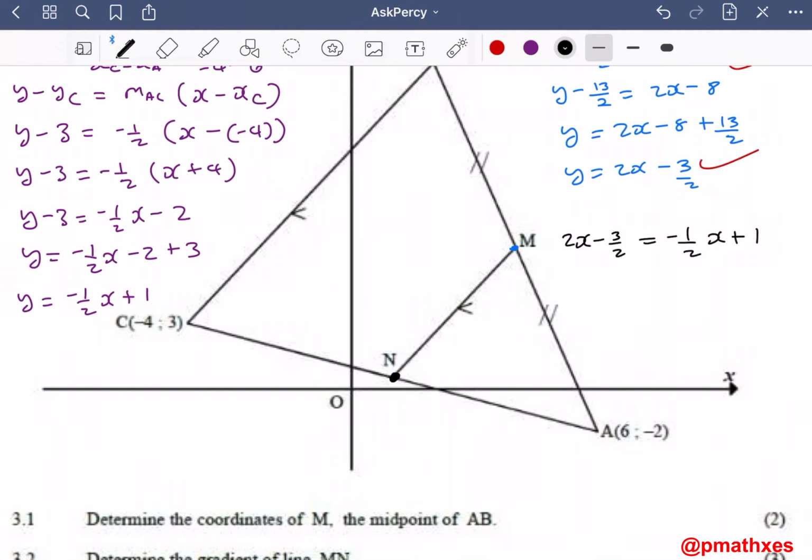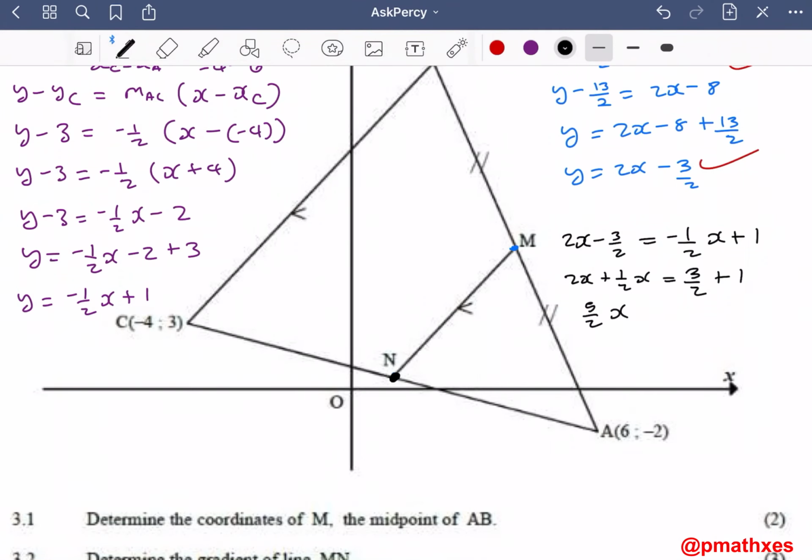Okay, so what you're going to do is just group the like terms. Take that negative half, put it on your left hand side, and it becomes positive half. So you have 2x plus half x, and then you can take that negative 3 over 2, put it on your right hand side, and it becomes positive 3 over 2. So you have 3 over 2 plus 1. Now what is 2x plus half x? It is 2.5x, or you can say that is 5 over 2 x.